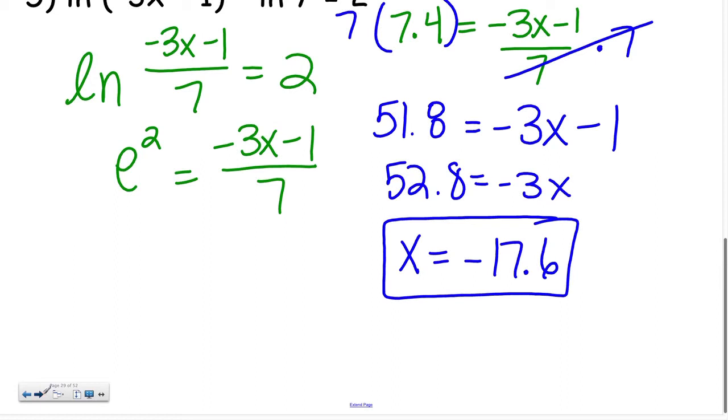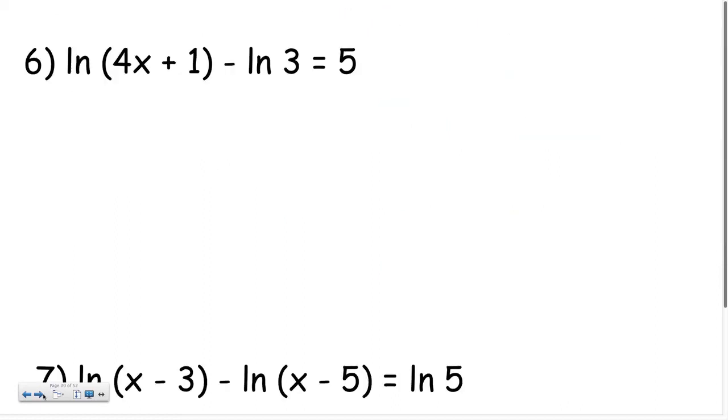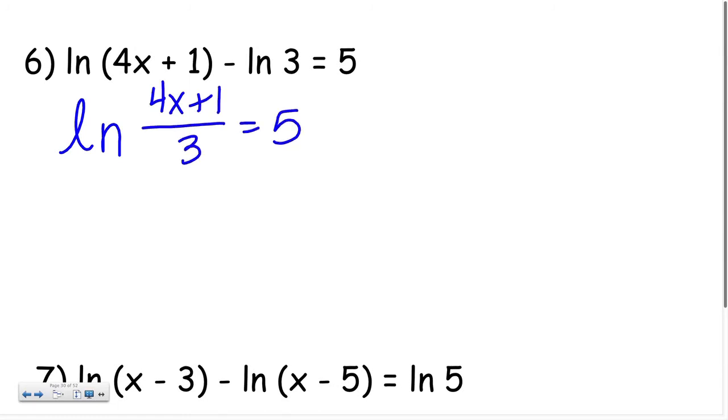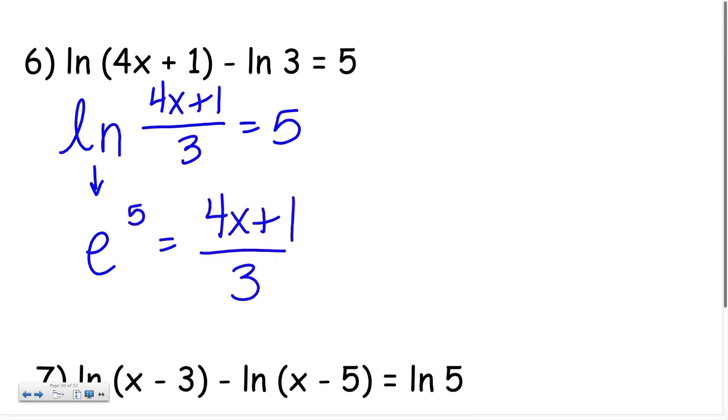All right, last 2. Top of page 14. All right, I'm going to condense down into one natural log. I don't have a natural log on both sides, so I'm going to rewrite it using left, right, left. So that will become e to the 5th is 4x plus 1 over 3. E to the 5th, I'm going to round that to 445.2.